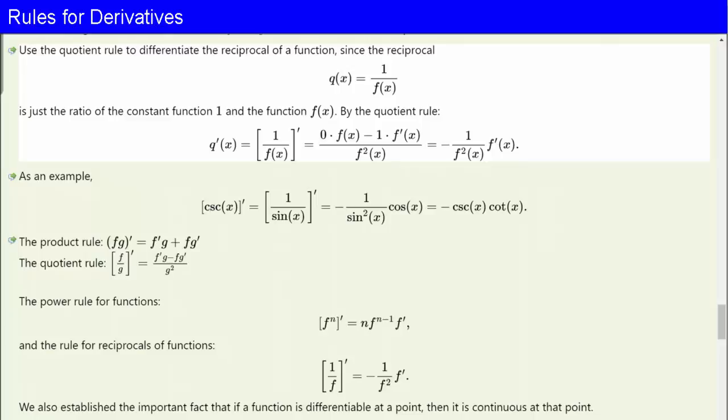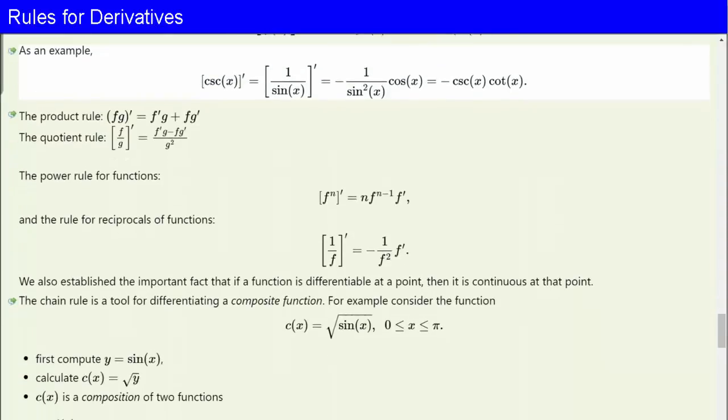As an example, the derivative of the cosecant function, that's the derivative of 1 over sine x. And so that's equal to minus 1 over sine squared times cos x, which is the same as minus cosecant cotangent.